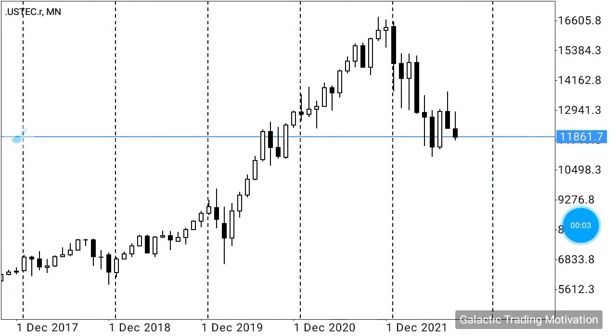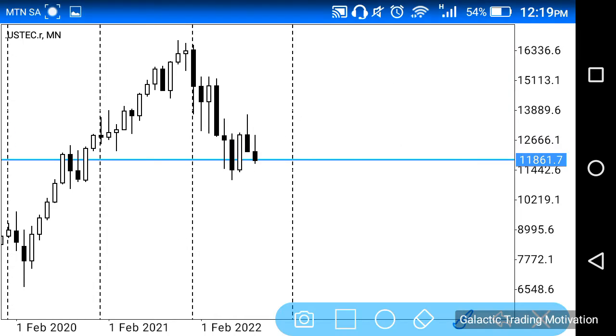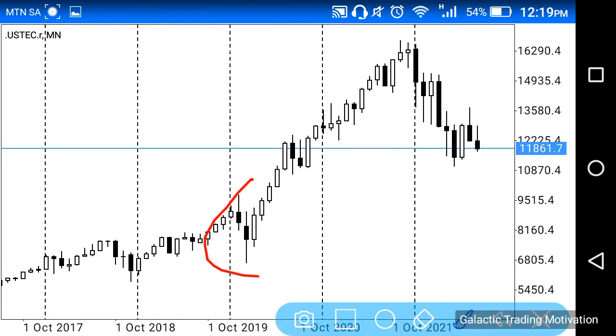Greetings all. We're now on the monthly chart of Nasdaq 100, and a couple of months ago I had spoken about this candlestick over here, which is a liquidity candlestick. And if you recall, I had spoken about how in the future price needs to reach this point to trigger all of that liquidity that's sitting at that point, right?